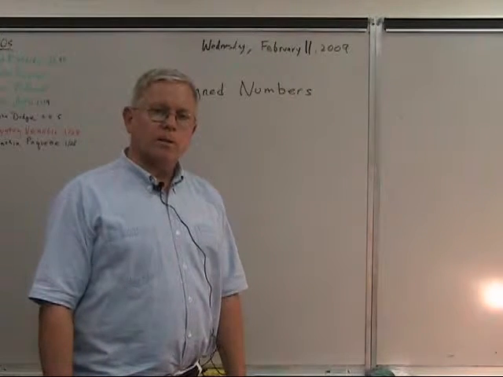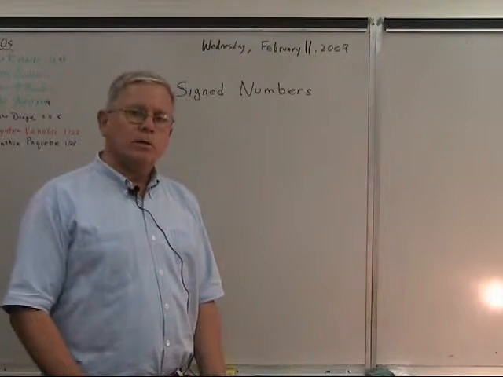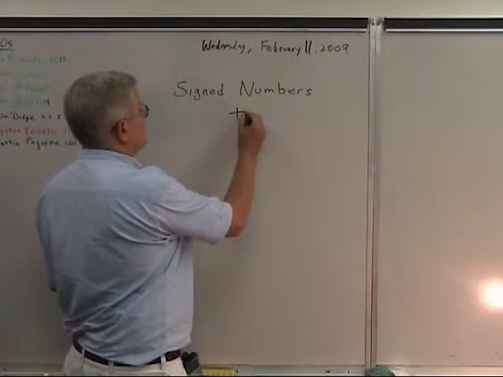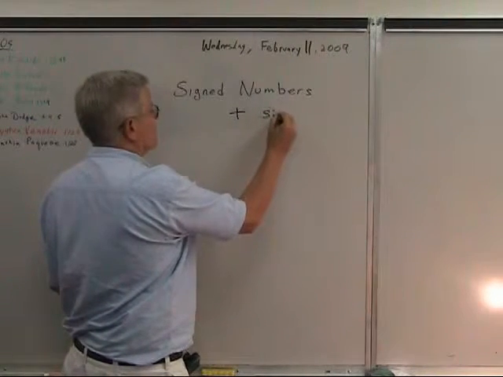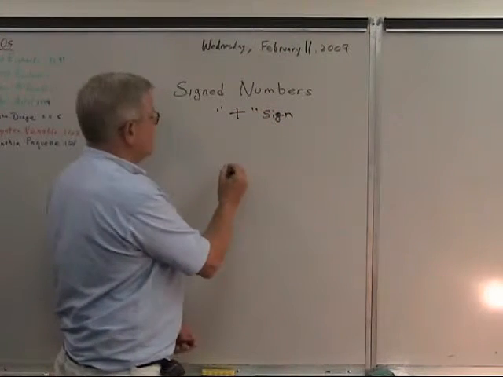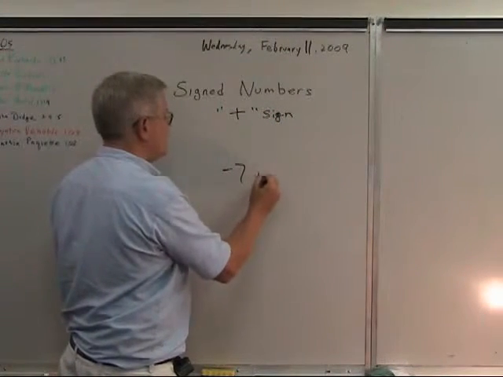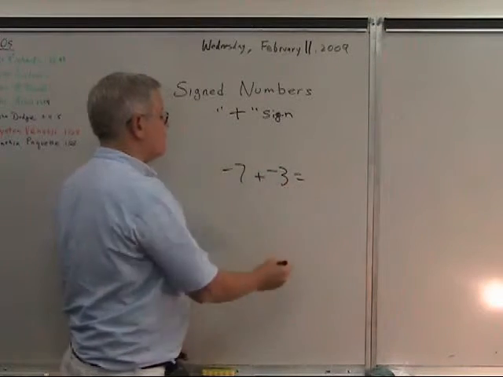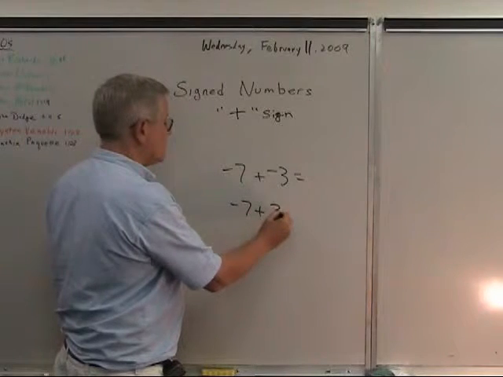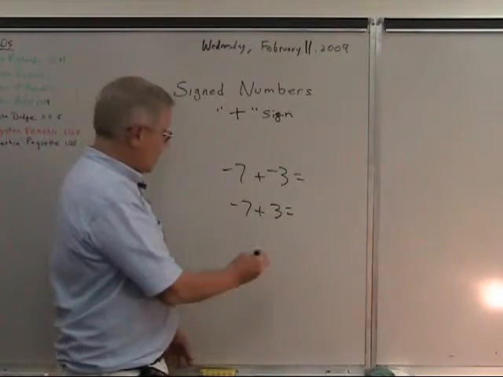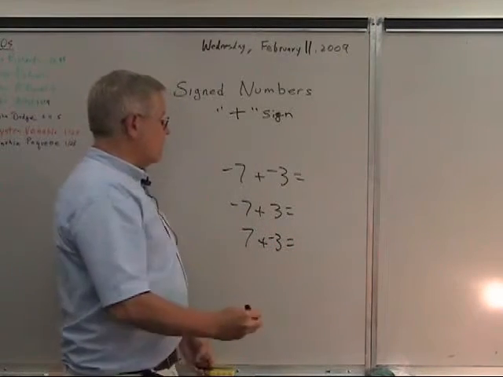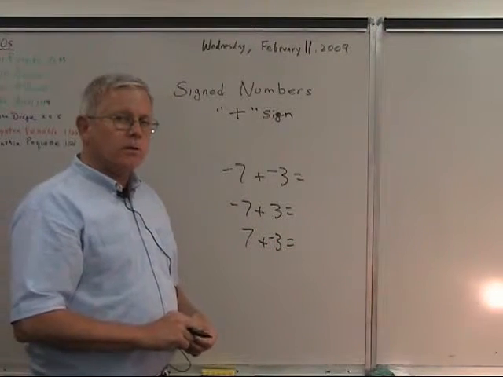We'll start with when there's a plus sign between two signed numbers. Okay? For example, -7 plus -3, or -7 plus 3, or 7 plus -3. Do you know the answers to those?